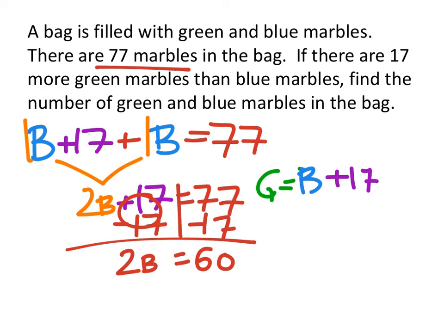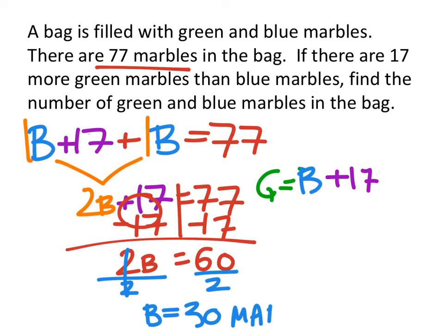If I had two sets of blue marbles, then I would have 60 marbles, but I only want one set of blue marbles. So I'll divide it by 2. That's one set of blue marbles. Bam, 30 marbles. 30 blue marbles.